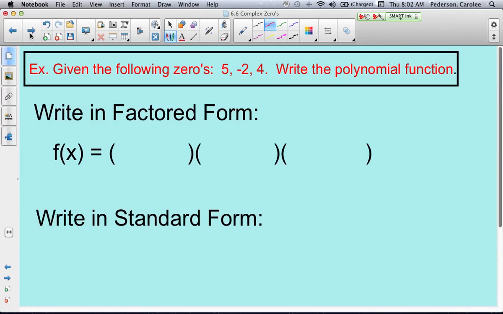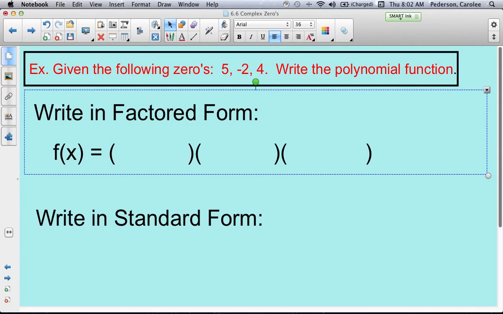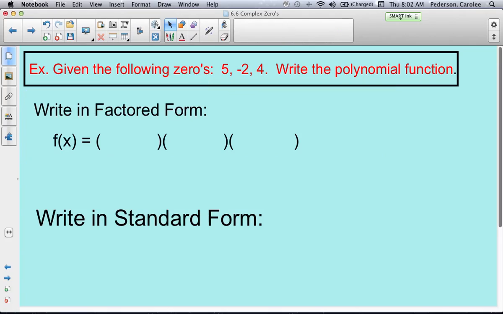All right, given the following zeros, 5, -2, and 4. All of these zeros are real zeros, so they will be x-intercepts on our graph. And what we want to do is write the polynomial function two ways. We want to write it in factored form, and we want to write it in standard form. So to write it in factored form, we have to kind of think opposite. Remember, these are your x-intercepts.